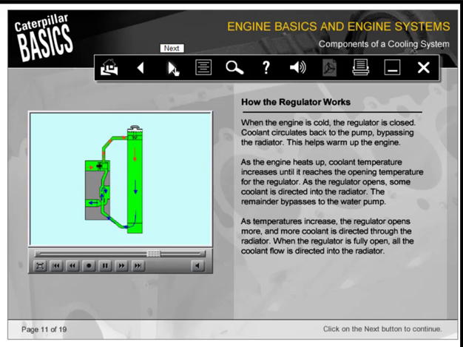As temperatures increase, the regulator opens more and more coolant is directed through the radiator. When the regulator is fully open, all the coolant flow is directed into the radiator.